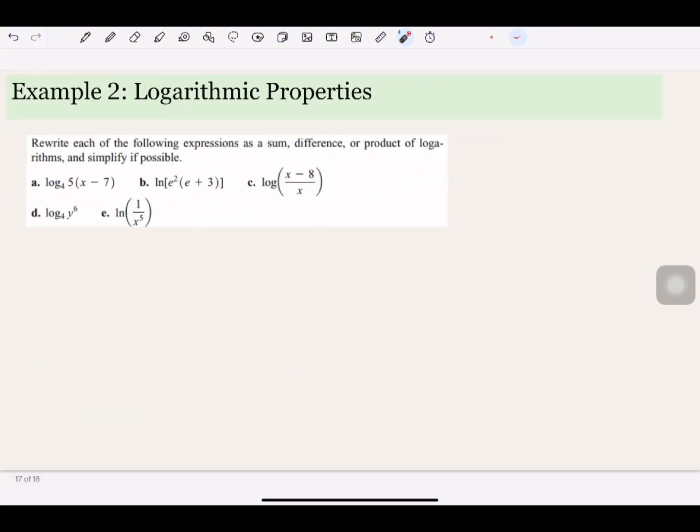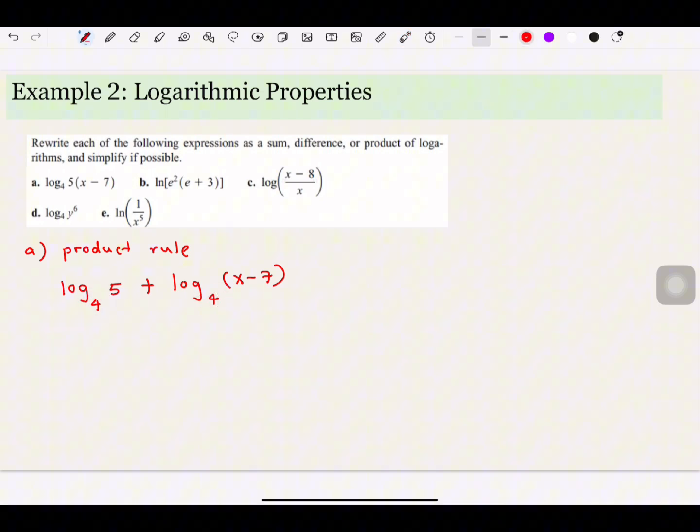So let's start from here. You have the log of this expression. In this expression, you have the product of 2 terms, which means for the first part, you can use the product rule. If you use the product rule, you get log base 4 of 5, plus log base 4 of x minus 7. Remember, when you are trying to apply the product rule, make sure that the base is the same.